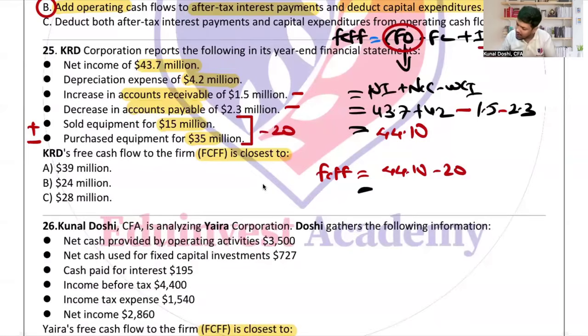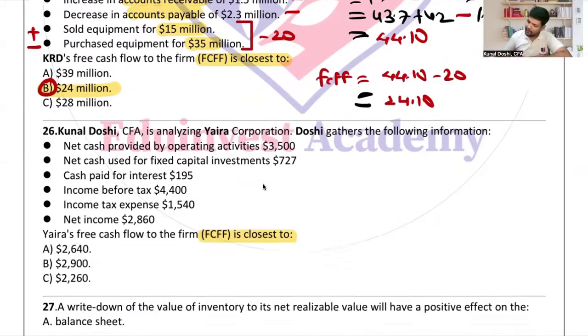So this is what your answer is. It should be 24.1. Unfortunately, they have not given 24.1, so the closest is what we choose. Got it? Everyone? Check, check, check. 24.1 is the accurate one. Can you try one more, everyone?